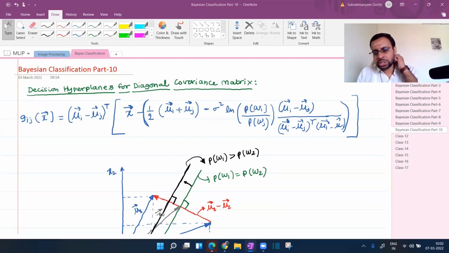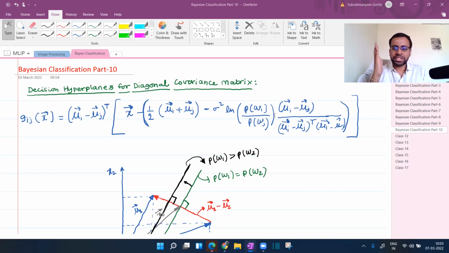Here, in addition, we not only made sigma I equal to sigma, the same across all classes, but we also assumed that it's a diagonal matrix with the value being sigma square. So you would say sigma square along the diagonal, right? With those assumptions, we arrived at this expression for a hyperplane where Gij of x bar is equal to mu I bar minus mu j bar whole transpose into x bar minus some x naught bar, right?